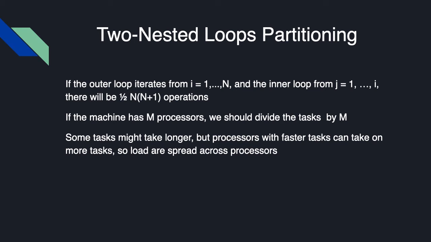A better way to partition the data would be to partition them into more molecules. So let's consider a two-dimensional array where the outer loop iterates from i equals 1 to n, and the inner loop ranges from j equals 1 to i. In total, there will be n times (n plus 1) divided by 2 operations. If the machine has m processors, we should divide the tasks by m, so there will be n times (n plus 1) divided by 2 divided by m tasks. Now, some tasks might take longer to execute, but processors with faster tasks can take on more tasks. So in the end, the load is more spread out across processors.